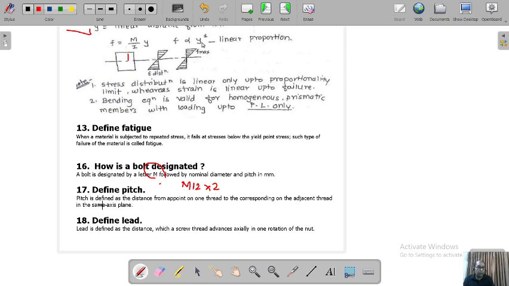So what is pitch? Pitch is defined as the distance from a point on one thread to the corresponding point on the adjacent thread in the same axial plane. Lead, again for the screw, is defined as the distance the screw thread advances axially in one rotation of the nut. That is the lead.